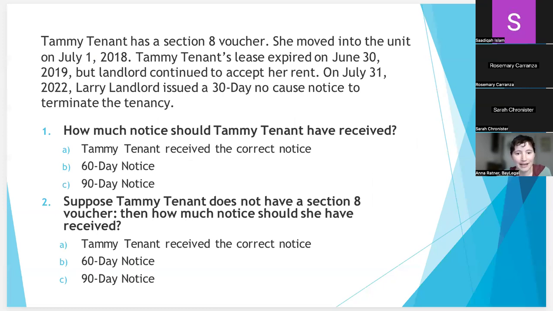So it's the same facts. How much notice should she have received? A, B, or C? She got the right notice. I already told you she didn't, so there shouldn't be any people responding A. She should have gotten a 60-day notice, or she should have gotten a 90-day notice. And then follow up, how much notice should she have gotten if she did not have a Section 8 voucher?